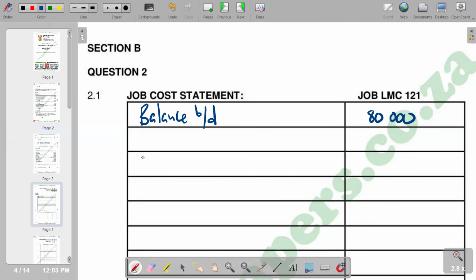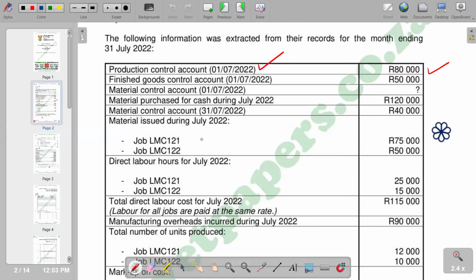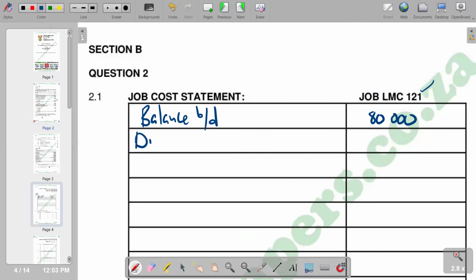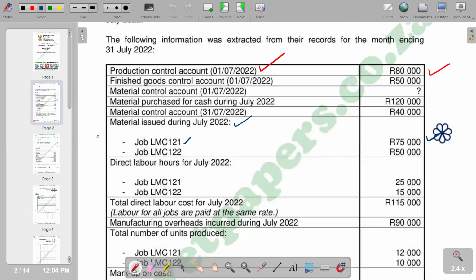And then from there, we are supposed to look for all the costs associated with job LMC 121. We refer to the list of balances that we are given, and if you go down, you'll see that the material issued during July 2022 is also part of the cost. We have got job LMC 121, which is 75,000. So we include that as our direct material. Remember, the amount that we have is 75,000.